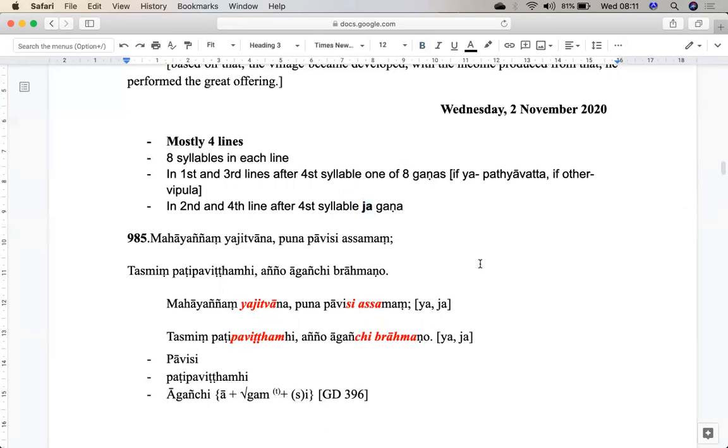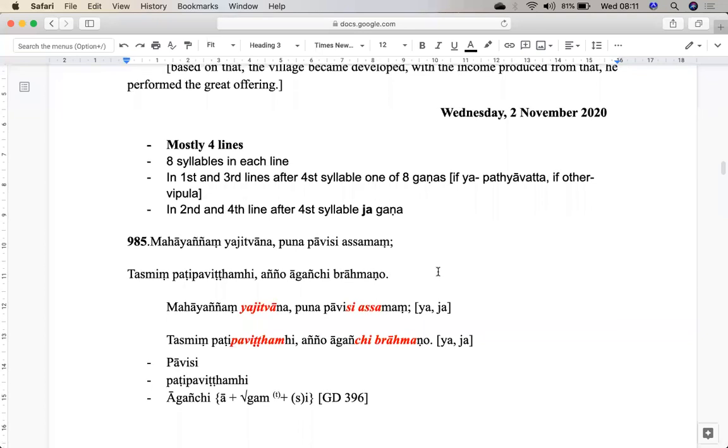So this is the general information, the general rules, for all the Vatta types. Mostly four lines. After the fourth syllable, if it is ya-gaṇa, that is Pathyā Vatta. If it is other, such as na or ja or any other, it is called Vipulā. But in the second and fourth lines, after the fourth syllable, it must surely be ja-gaṇa. That is the information for the Vatta.